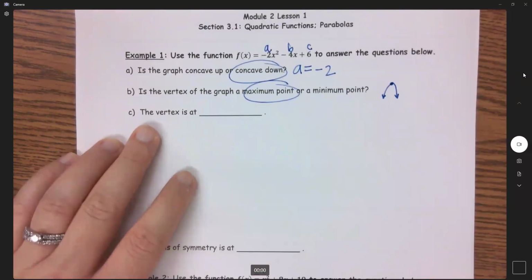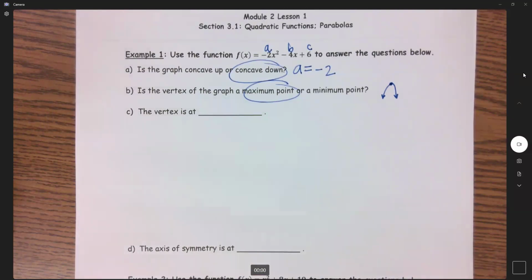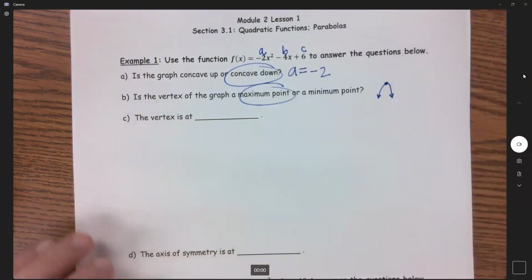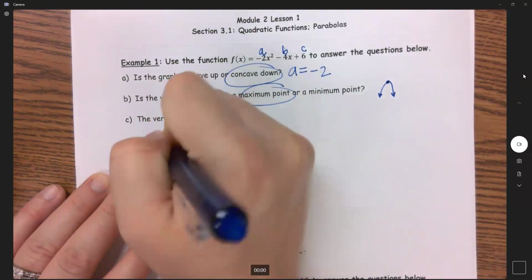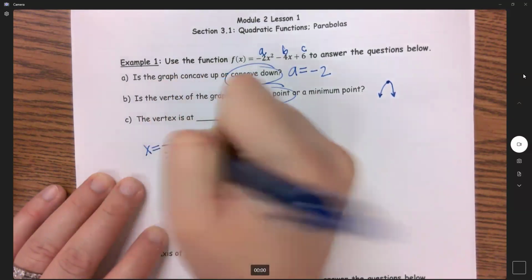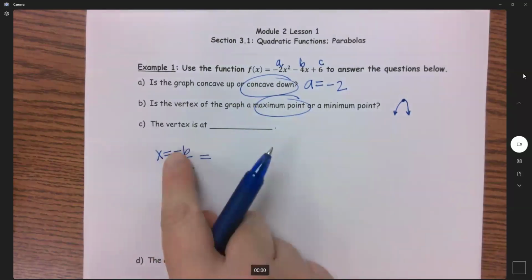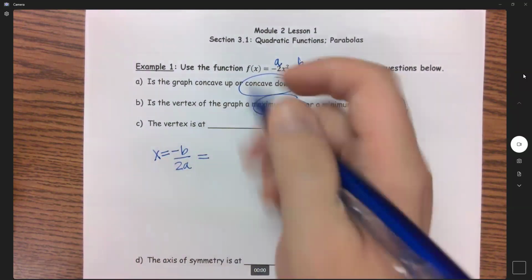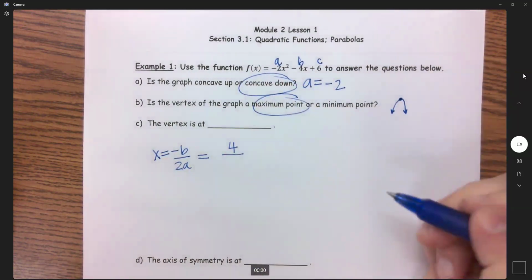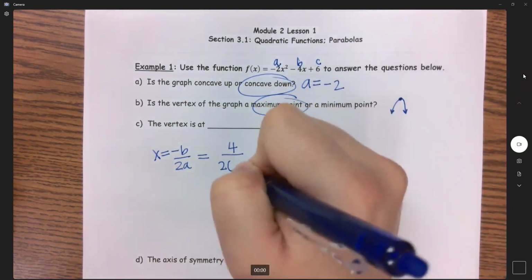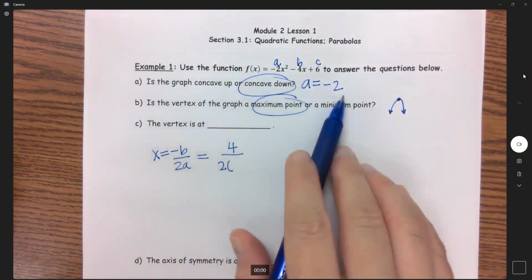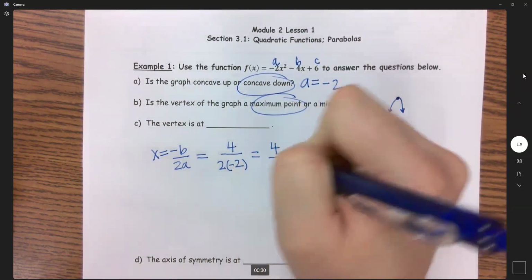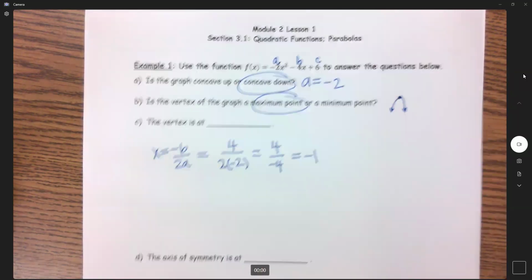So the vertex is at, we need to find the ordered pair for our vertex. I am using my x equals negative b over 2a and then plugging that in for my y. So x equals negative b over 2a. My b is negative 4, so negative of negative 4 is going to equal 4. And then over 2 times a, and a is negative 2. So we get 4 over negative 4, and that gives me an x coordinate of negative 1.